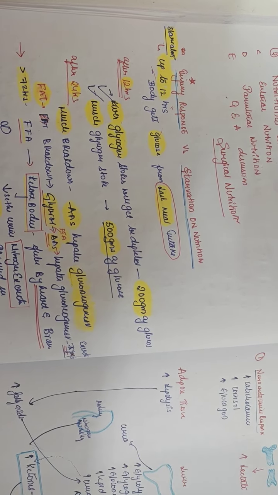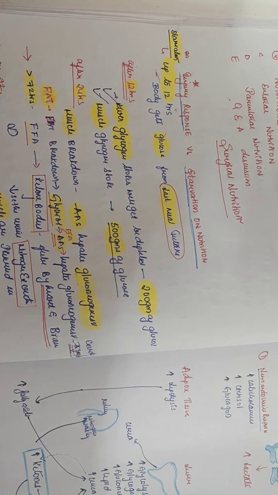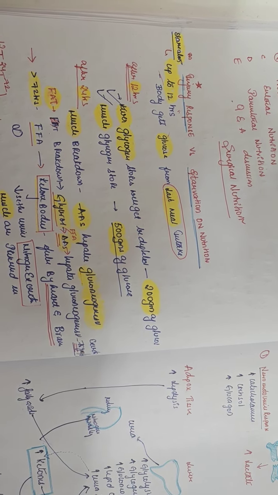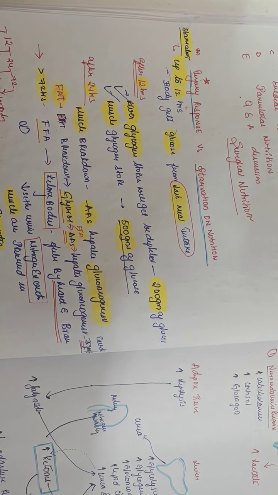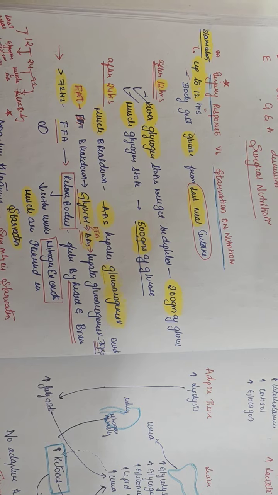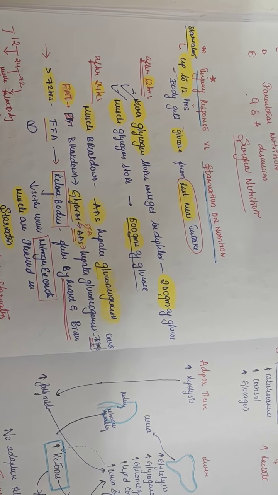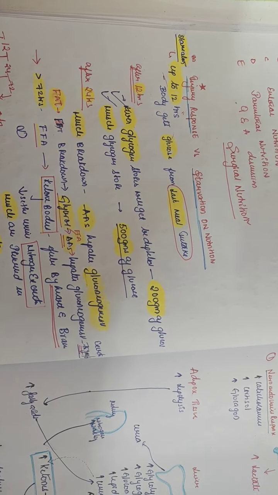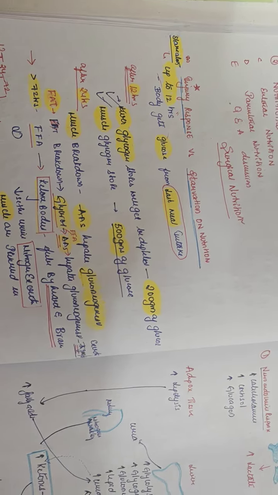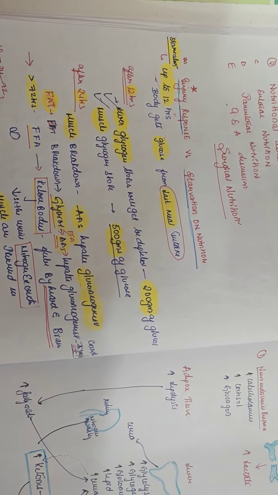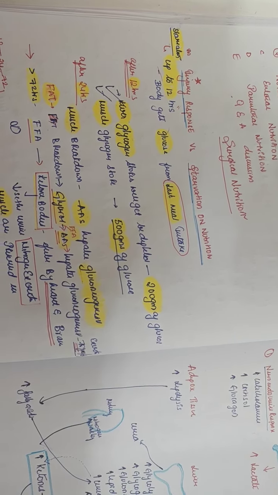So the first point written here is, if a patient starves up to 12 hours, after 12 hours, after 24 hours, after 72 hours. Up to 12 hours, the body gets glucose from the last meal intake.